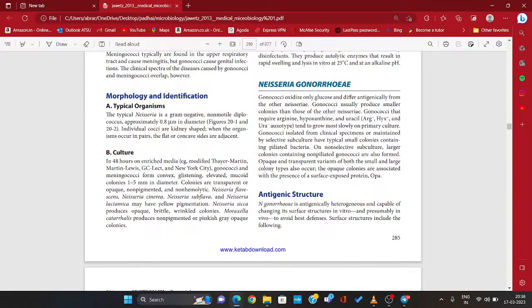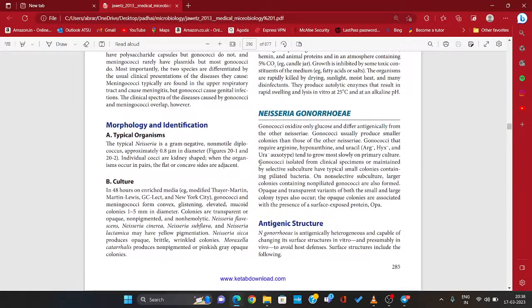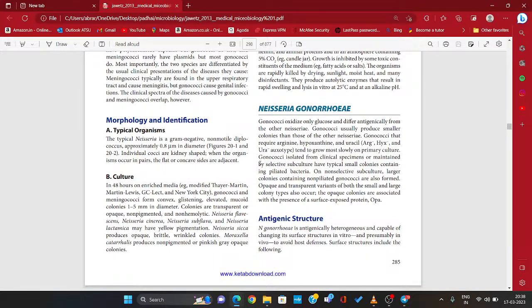Okay. So Neisseria gonorrhoeae. Gonococci oxidize only glucose and differ antigenically from other Neisseria. Gonococci usually produce smaller colonies than those of the other Neisseria. Gonococci that require arginine, hypoxanthine, and uracil tend to grow most slowly on primary culture.